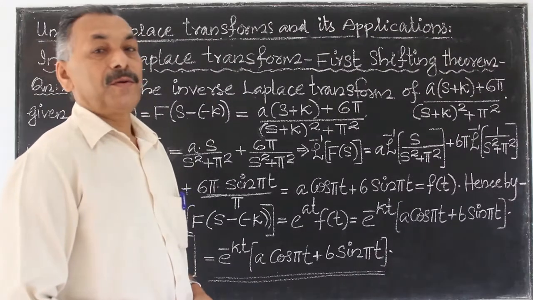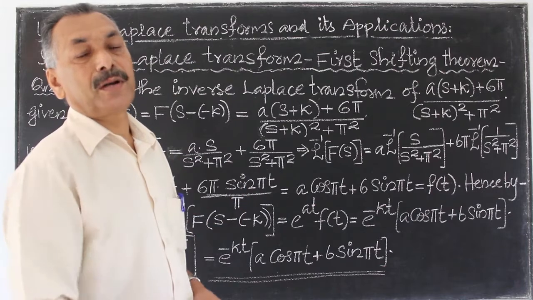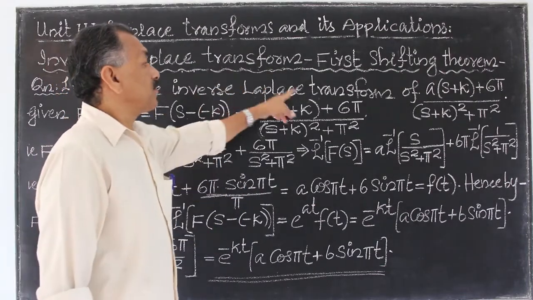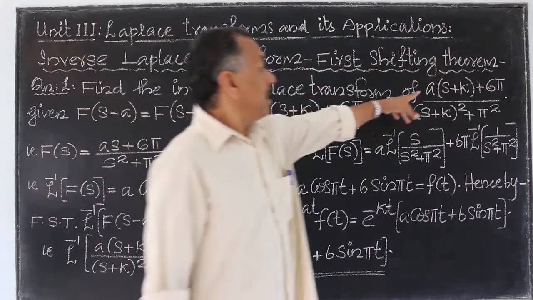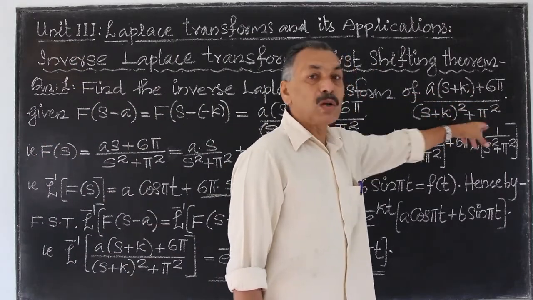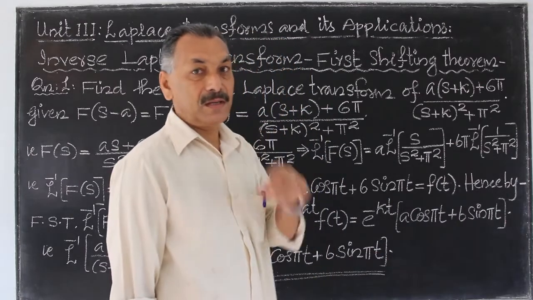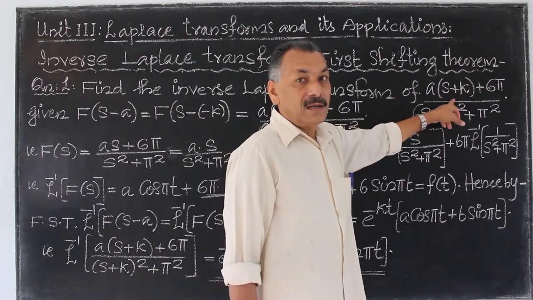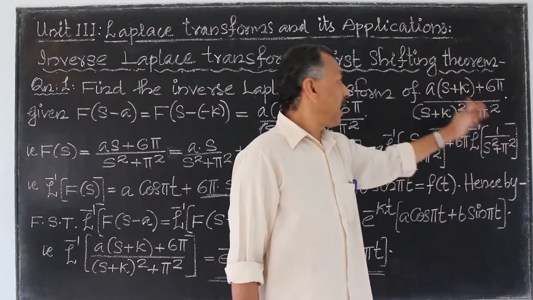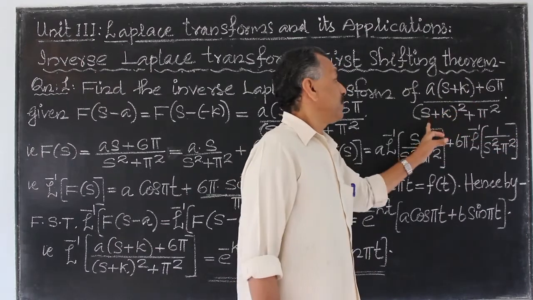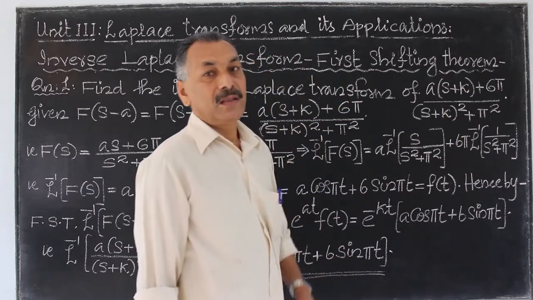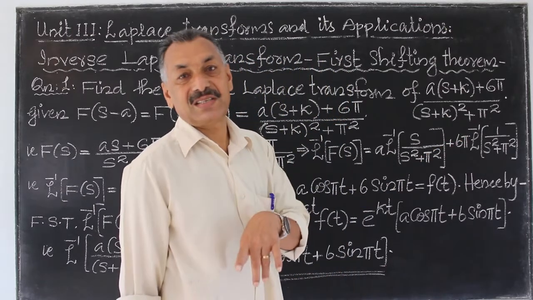Another problem using the first shifting theorem, the inverse property of the first shifting theorem. Find the inverse Laplace transform of (A(s+k) + 6π) divided by ((s+k)² + π²). See, here it is not s, it is A(s+k) + 6π divided by (s+k)² + π². That means the given function is not f(s).